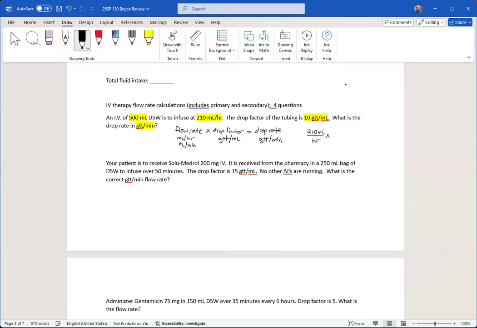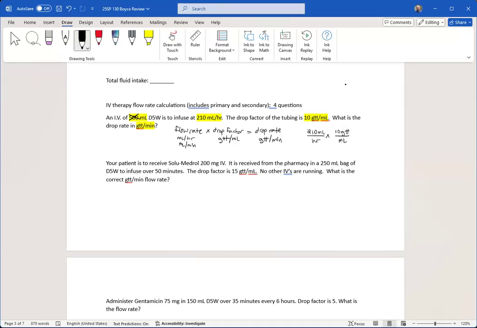I need to know the drop factor, which is 10 drops per milliliter. And then I can get to my answer. What you'll notice is that in the math that I'm doing, I did not include the 500 milliliters. Why not? Well, the 500 milliliters does not affect our calculation in this particular question.